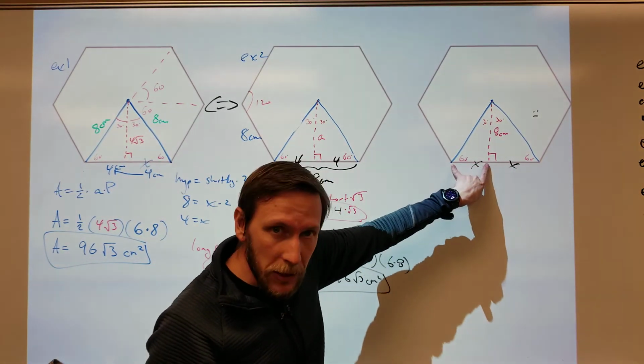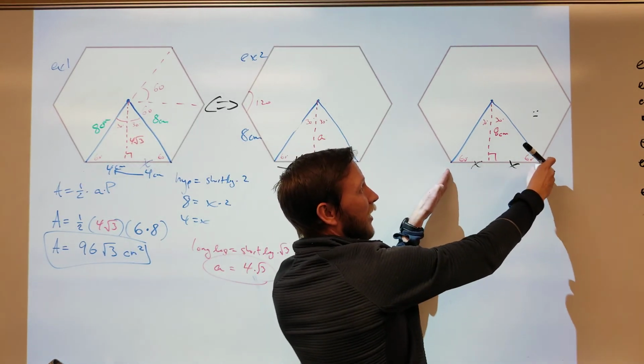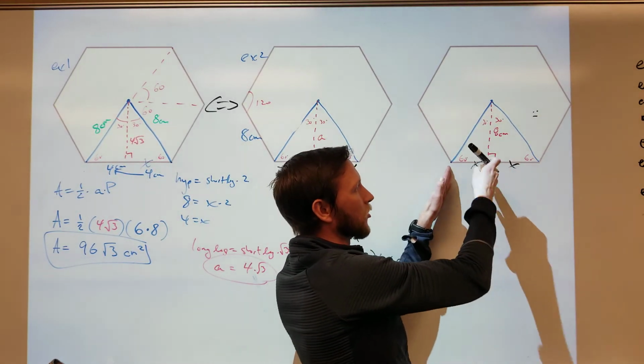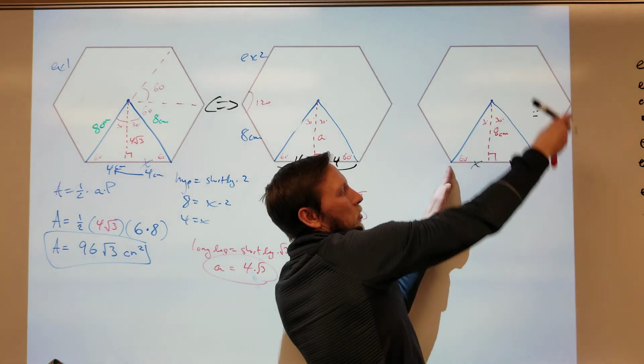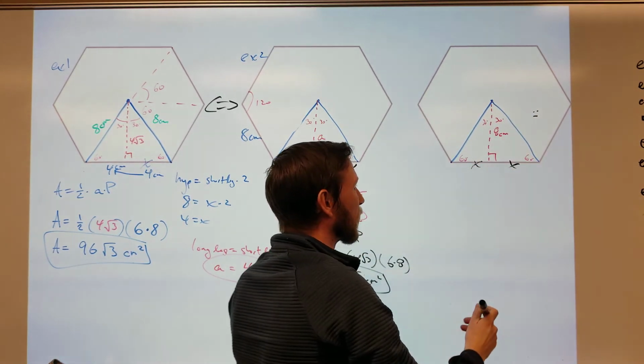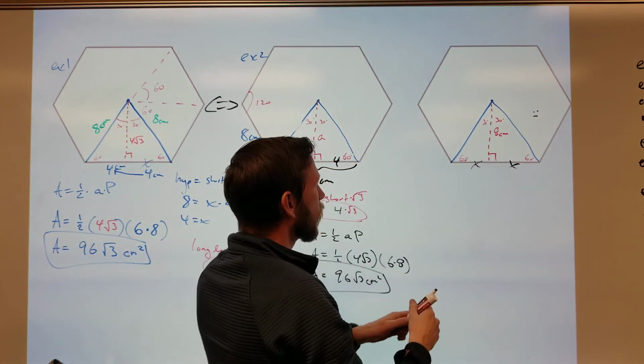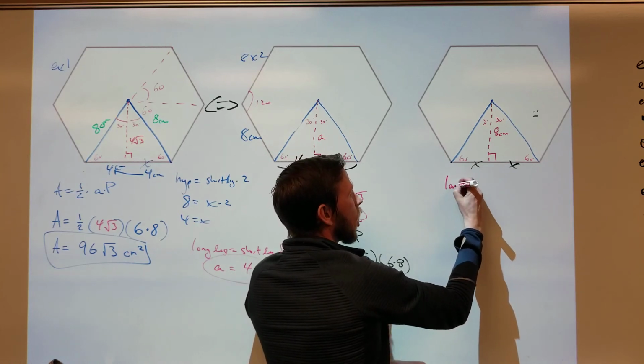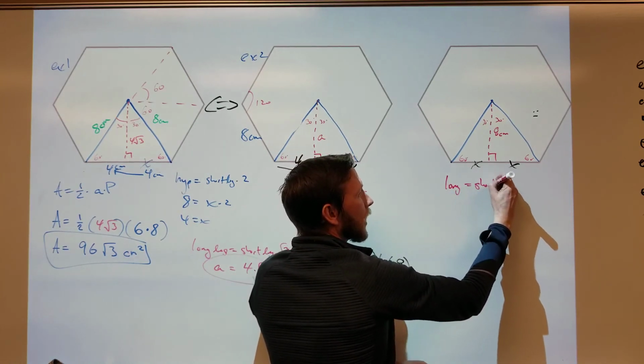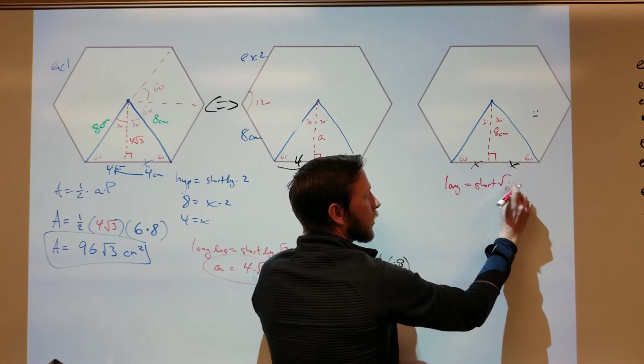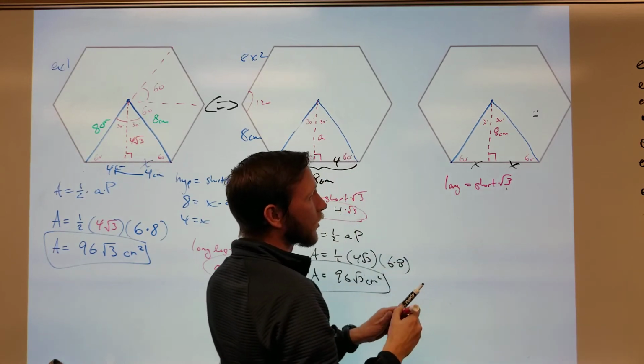If I know what this piece is, then I know the side length, and then I know the whole perimeter. All right? So we double it to get the side length, and then we multiply by the number of sides to get the total perimeter. But we've got a little bit of work to do. Remember, the long leg is equal to the short leg times the square root of 3. So we've got a little bit of work here.